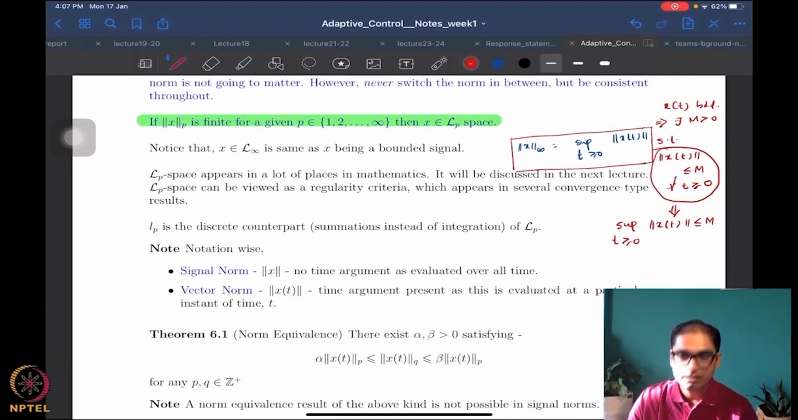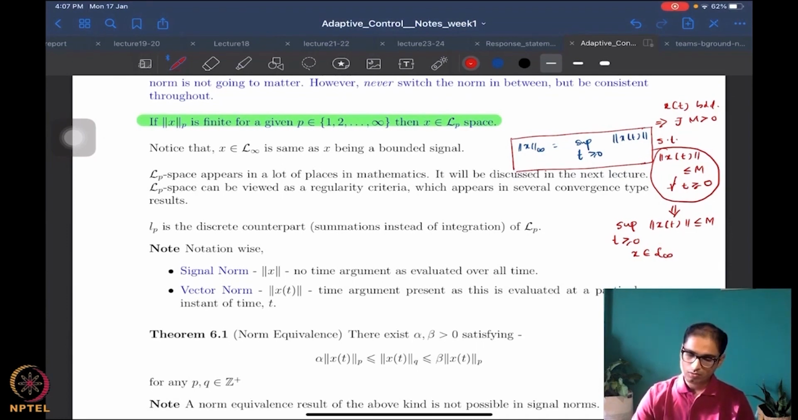Alright, and this immediately means that x is in L infinity, right? Because the infinity norm is bounded, right? Great, great. So I hope that much is clear to you.